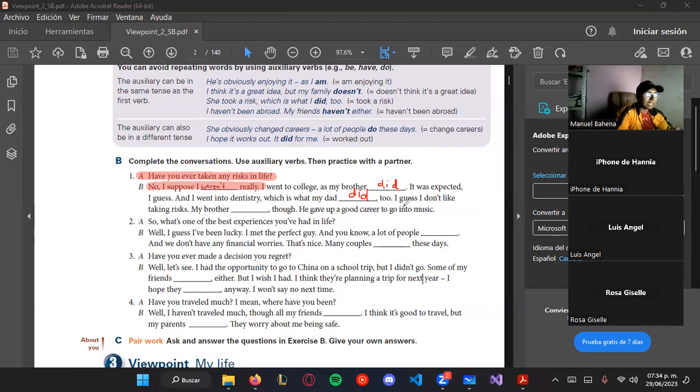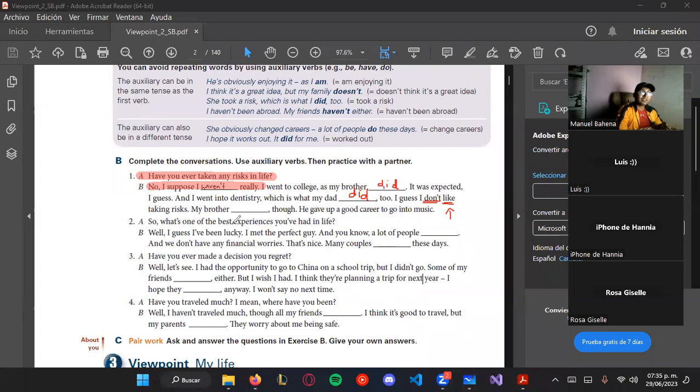If it's here, like I guess I don't like. Yes, Hania? Yes, exactly. Yes, Luis. If it says I don't like, in which tense am I talking here? Which tense? In present. Present, right? I don't like taking risks. A mí no me gusta tomar riesgos.